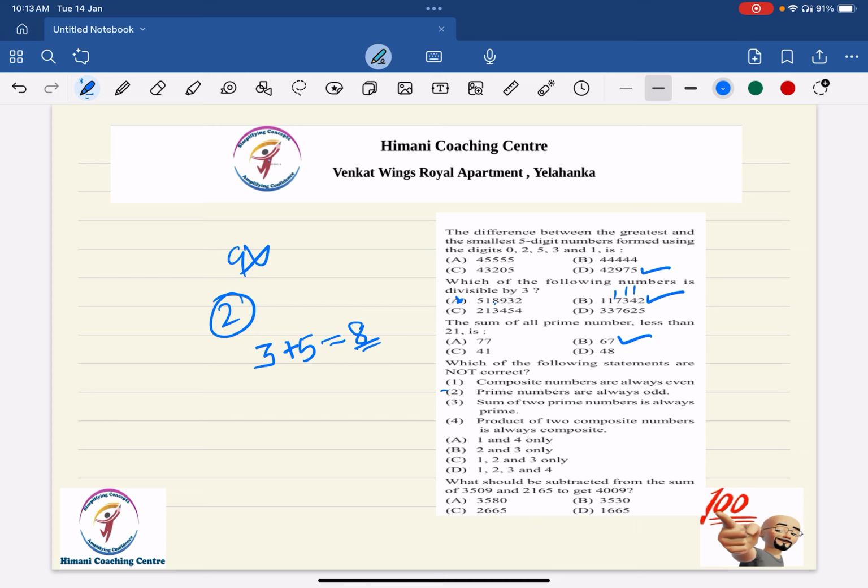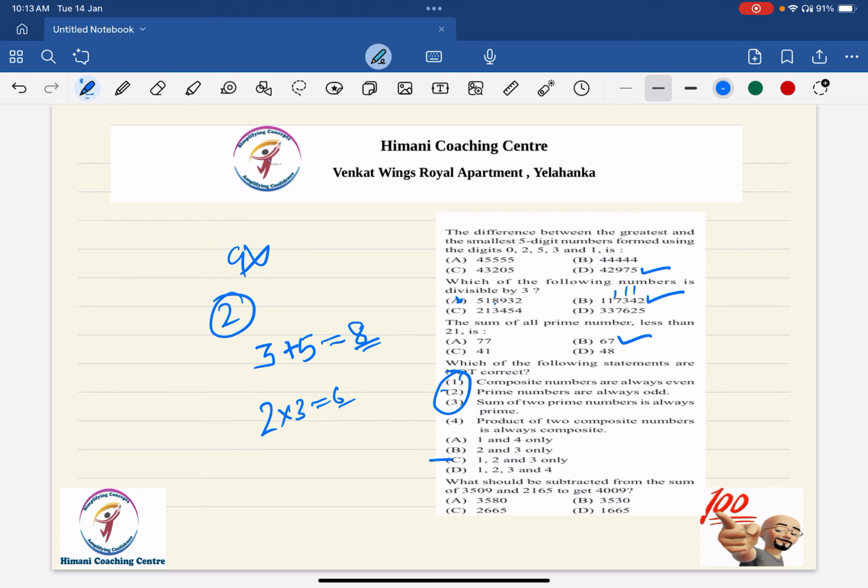Then it says product of two composite numbers is always composite. This is right. Why? 2 times 3 is 6. 6 is a composite number. Okay. 3 times 5 is 15. Again, 15 is a composite number. So we found that 1, 2, 3, these are not correct.